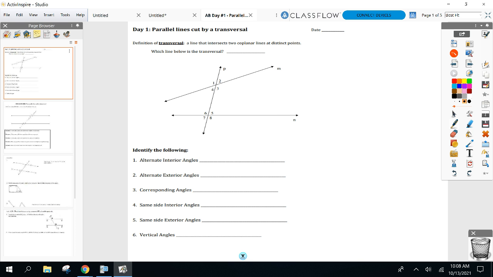All right. So today, first thing right off the bat, I'm gonna give you two lines. I'm not gonna tell you they're parallel yet. I'm gonna give you two lines that are gonna be cut by a transversal. In this case, I know any of those three could be my transversal, but in my diagram here, my transversal is going to be line P. So the other two lines it cuts will be M and N.